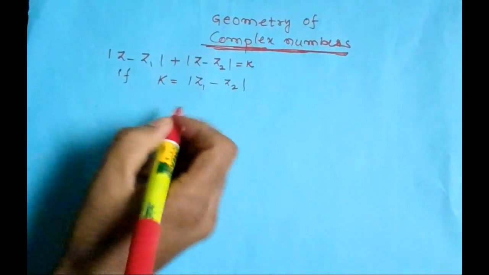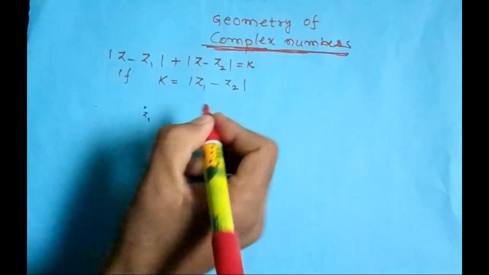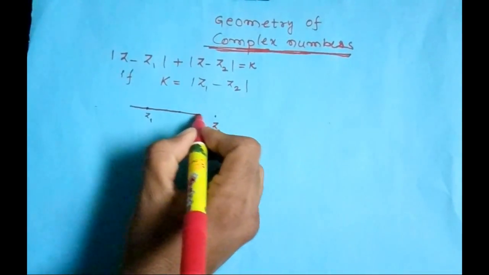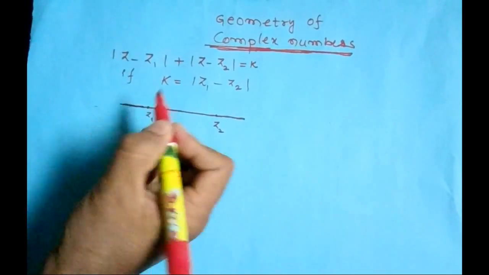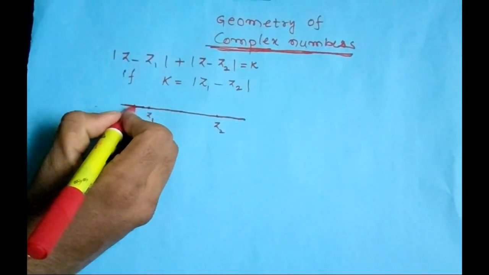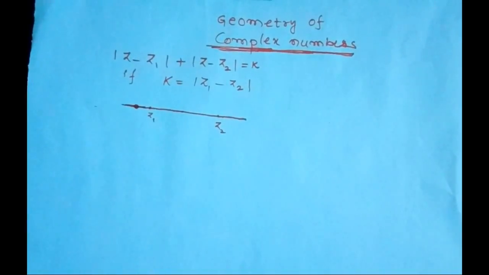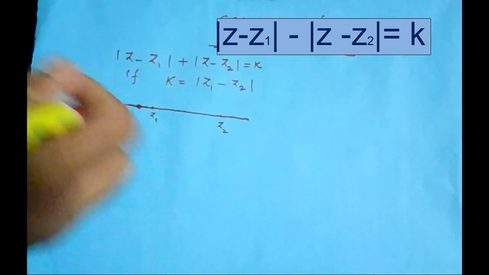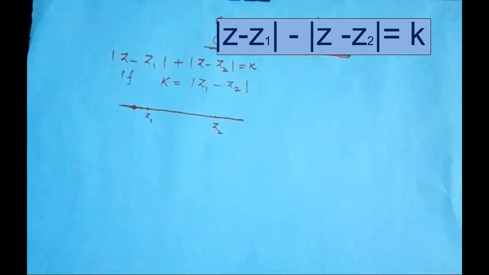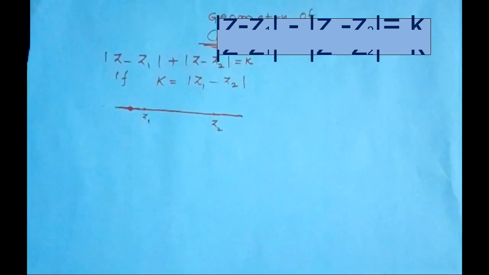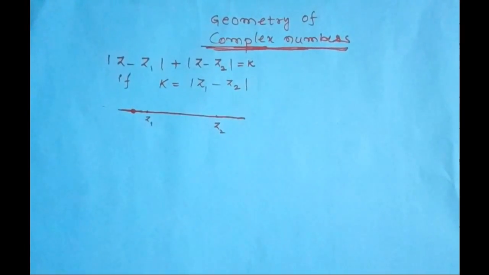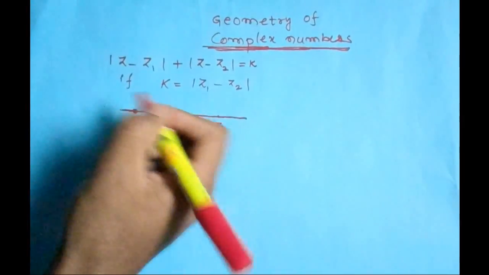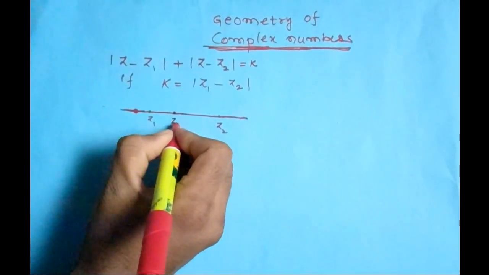Now see, if I take z1 and z2, two points, join these two points by a line. Now if I select a point z here, what happens? Like in the previous case, it satisfies the condition modulus of z minus z1 minus modulus of z minus z2 equals k, but here we have plus. So now if I select z as a point in between the points z1 and z2 and on the same line, if I locate z here, what happens?